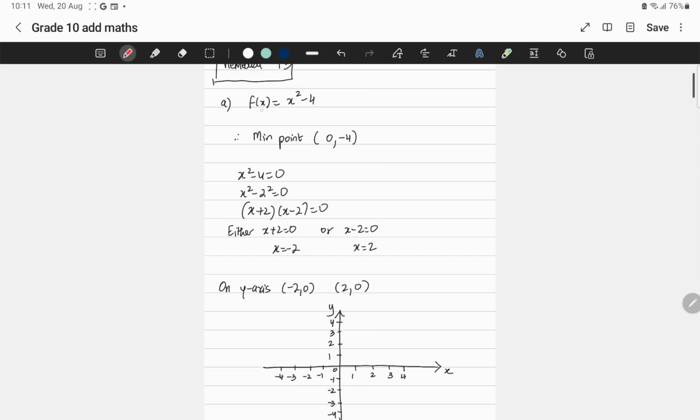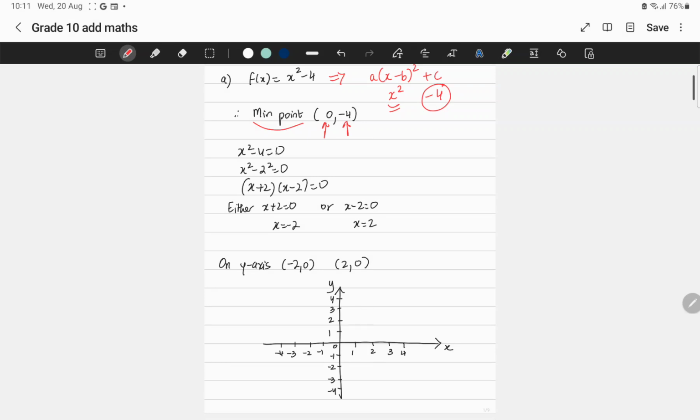For the first question, you're asked that f(x) is equal to x squared minus 4. You will notice that it is already in the form of completing the square, (x minus b) squared plus c, because we have x squared and minus 4 which is the constant. So directly we have the minimum point, because there is nothing with that x, which means that the x coordinate is 0. And this becomes the y coordinate for your minimum point.